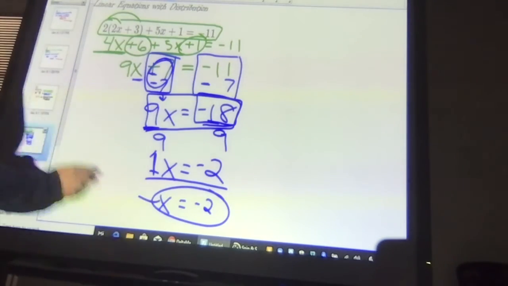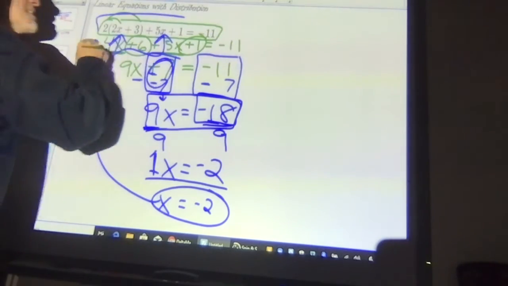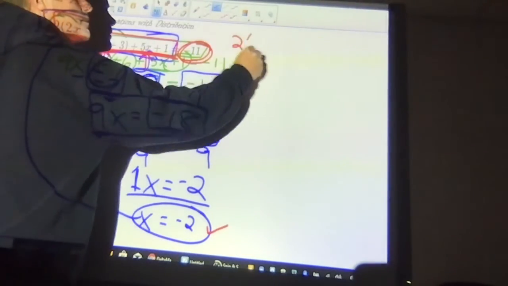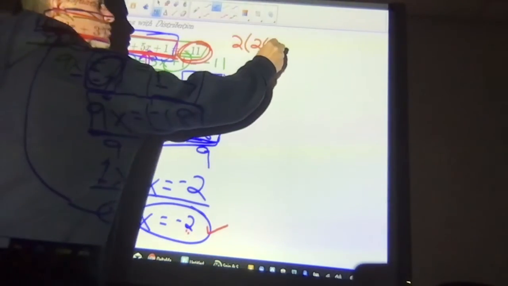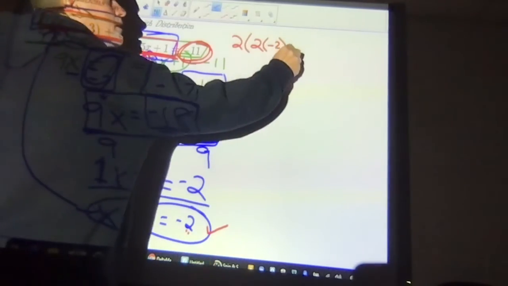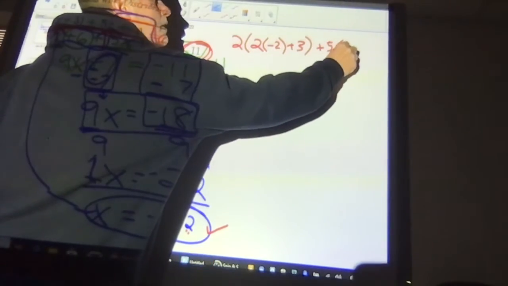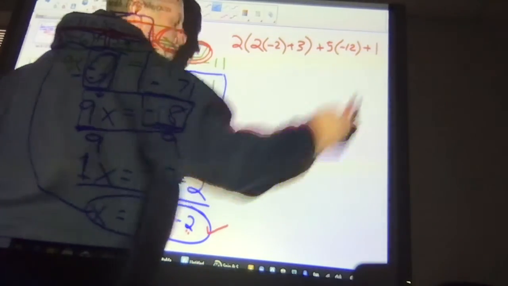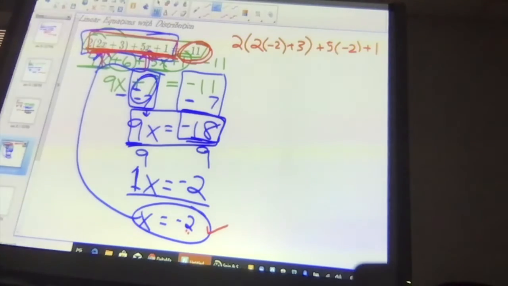Now I could take that negative 2, put it in for x there, put it in for x there, solve all of that, and I guarantee you all of this will equal negative 11. 2 times 2 times my answer x is negative 2 plus 3 plus 5 times negative 2. Don't forget this little plus 1 here. Plus 1. Make sure you put the right numbers in. Of course, my x's were negative 2. I got 12 there on accident.